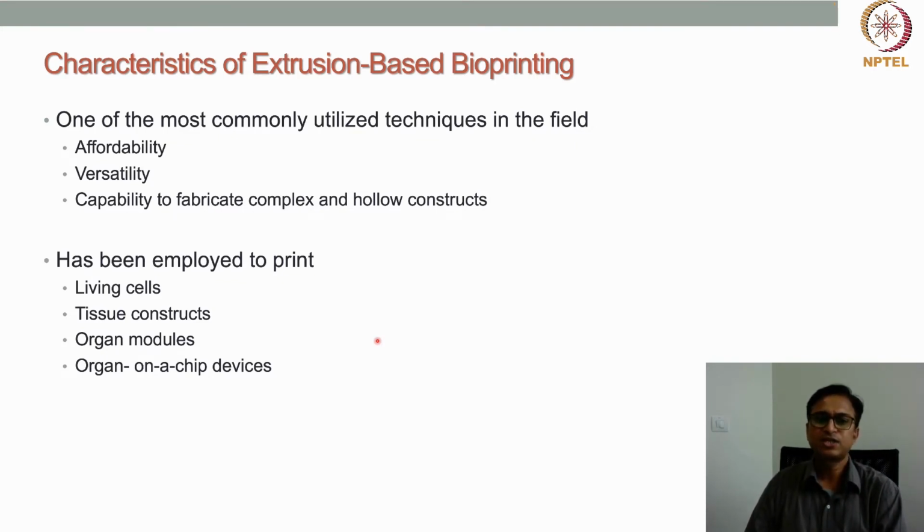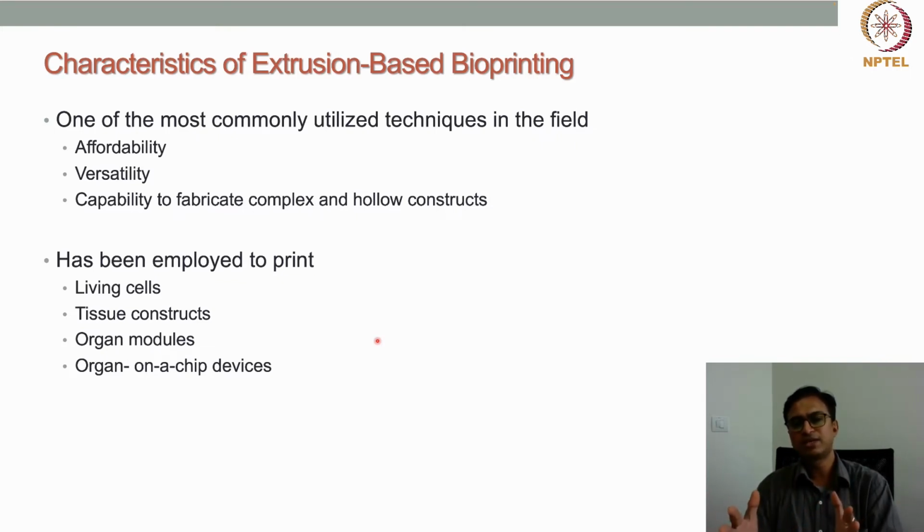The other important characteristic of this technology is the capability to fabricate complex and hollow constructs. Printing a complex construct is very challenging, but with extrusion-based bioprinting that possibility is definitely there, because we can design and control how the printhead moves and how the material extrudes through the nozzle. We can also use more than one nozzle at a time; two or three nozzles can be used simultaneously to fabricate complex constructs. Hollow constructs can also be printed, because we can create the hollow structure within.